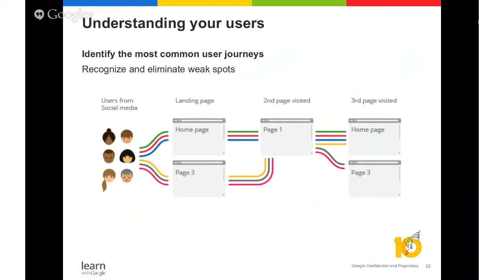Now, you should know the typical path of a user through your website. Where do they enter? Where do they go from there? And where do they exit? This will give you a big picture. It will help you identify weak spots and allow you to work on them.